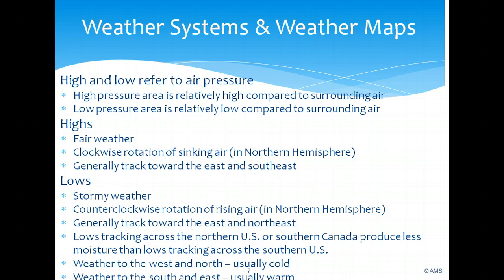Highs are generally associated with fair weather, generally track from the east and southeast, and a very important thing is that they rotate clockwise because of the sinking air that's found in that particular hemisphere. The lows generally are associated with stormy weather, have a counterclockwise rotation, and generally track toward the east and northeast from the west.